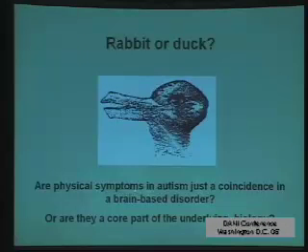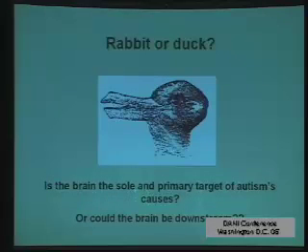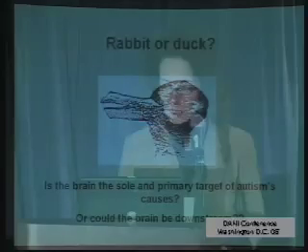So, then this raises the question of the physical symptoms: is it just a coincidence or is it part of the underlying biology? Now, also, I'm going to be making a series of points right now just to hammer home what the implications are. Is the brain the sole and primary target of autism's causes, or could it be downstream?